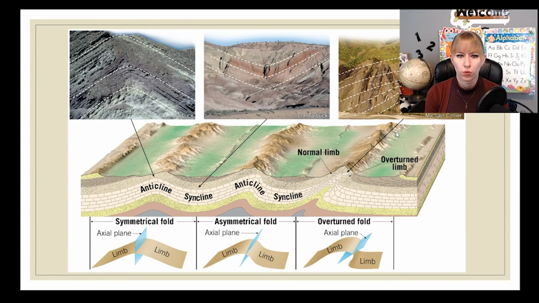An overturned fold is when it looks like it's been folded in half. So instead of having it equal like this, it goes like this. And then your recumbent fold is when we're completely horizontal, recumbent coming from the word for sleeping or lying down.